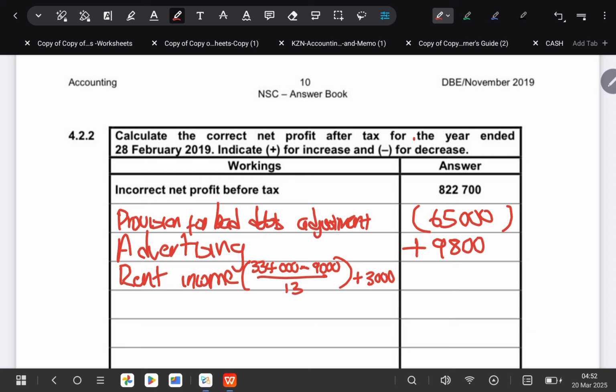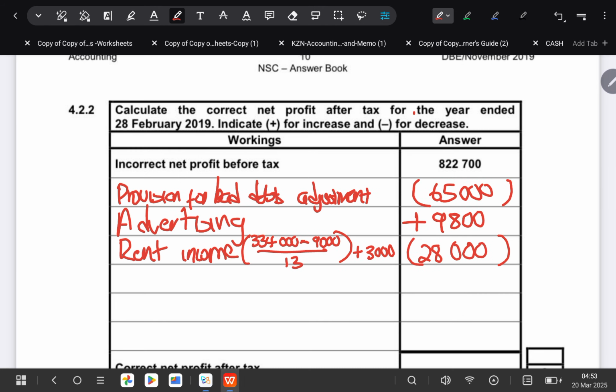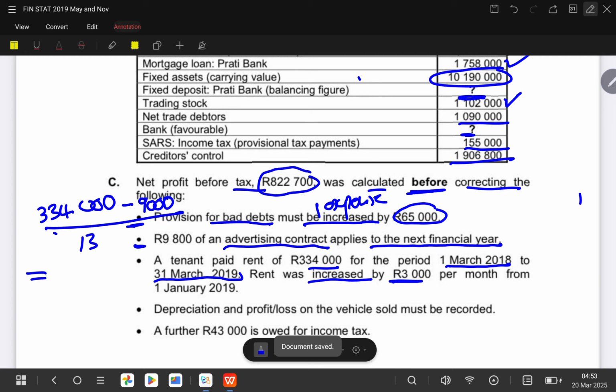So if you say 334,000, you subtract 9,000, it gives you 325,000, and you divide it by 13, it's going to give you 25,000, and then 25,000 plus 3,000 is going to give you 28,000. So remember, this rent was received in advance, so we must reduce our net profit by 28,000. Income received in advance is a liability, remember. Okay, so remember they said this income was received in advance. We got the income for March already.